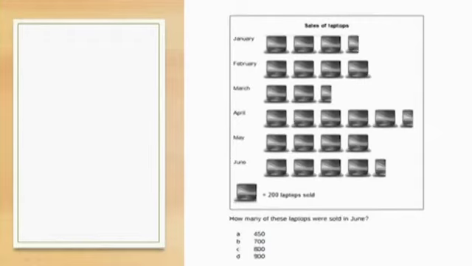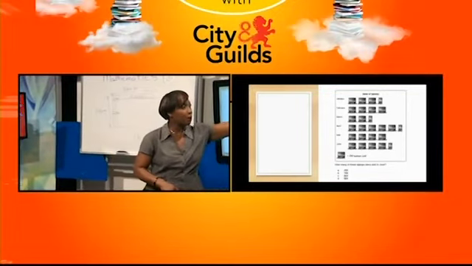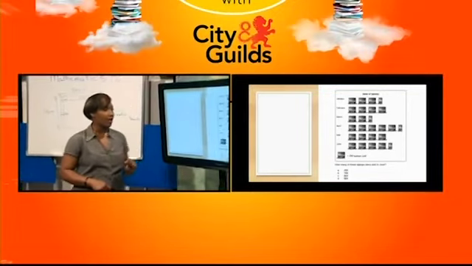All right, so we're here at a graph. We're going to look at this graph and see if we can answer the question. How many of these laptops were sold in June? So pretty much you have a key. Each laptop on the graph represents 200 laptops sold.